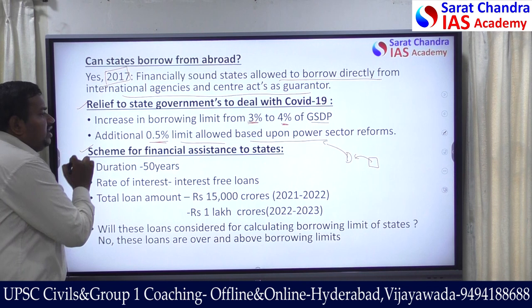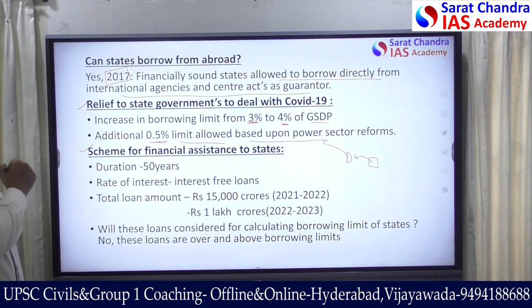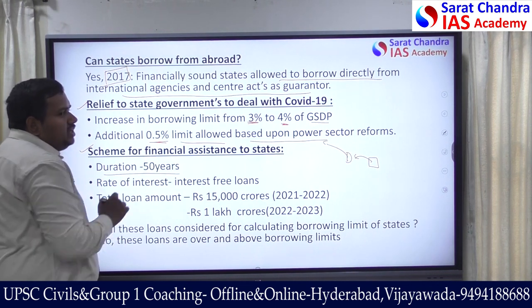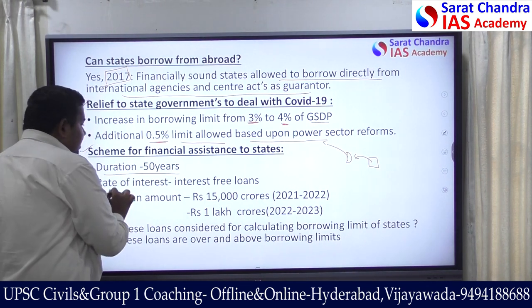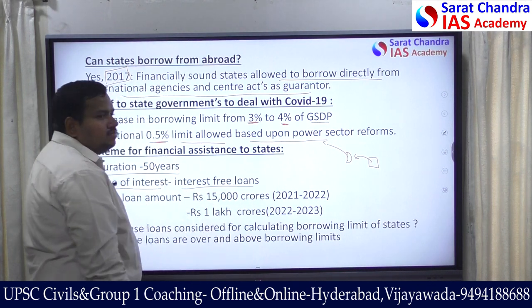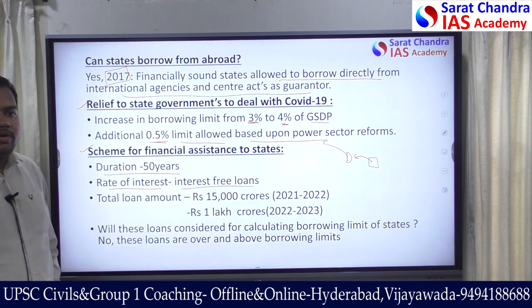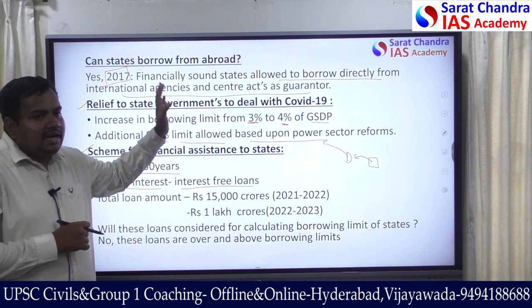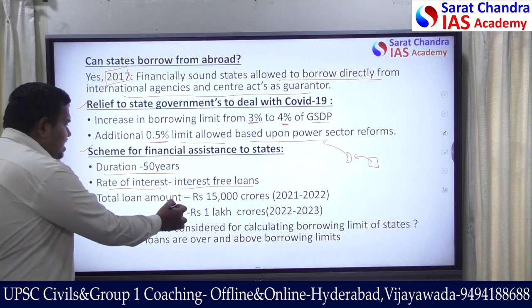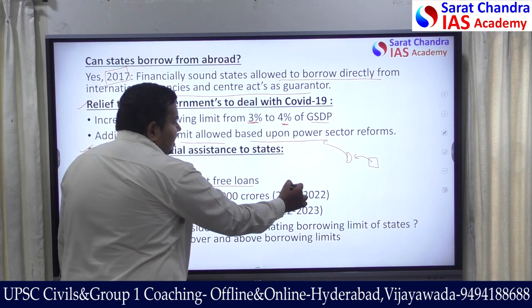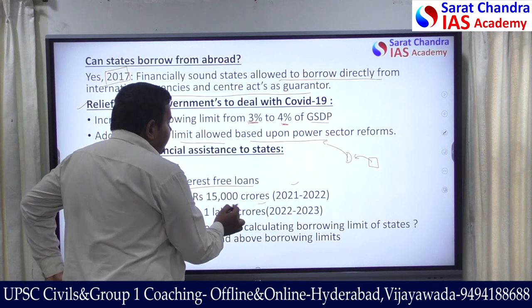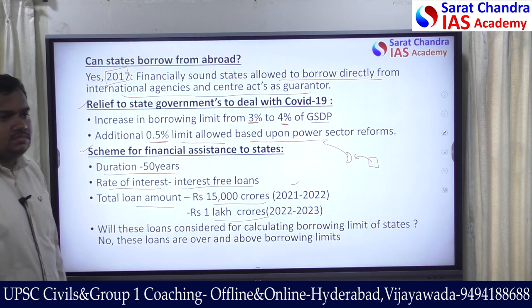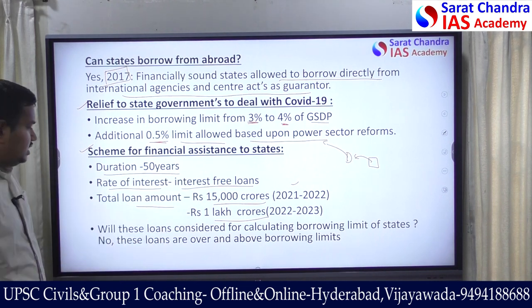So next, scheme for financial assistance to states. This is the actual initiative under this year's budget. Duration, how much? 50 years, and rate of interest, interest free. So the center is going to provide loans for the states for 50 years with no interest. The loan amount allocated in last year's budget was 15,000 crores, in this year's budget 1 lakh crore. Okay, the limit was increased.